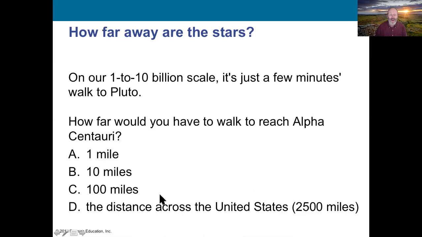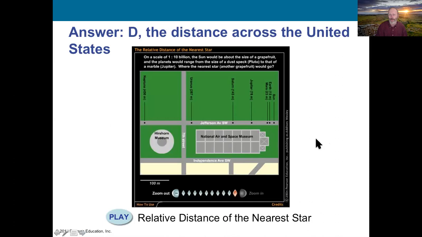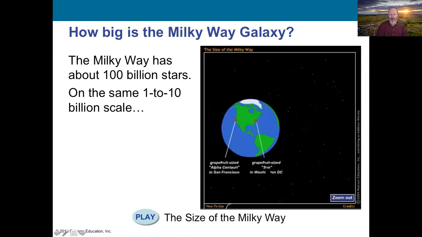Alpha Centauri is 4 light years away, a little bit further away than that. So if we're talking about the nearest star to us, it would be on the other side of the country from Washington, D.C. So there's a lot of empty space out in space. When we're talking about how large the Milky Way galaxy is compared to that, remember, we've got our sun grapefruit here in Washington, D.C. We've got our Alpha Centauri, other nearest star grapefruit over here in San Francisco. So there's a lot of empty space there in terms of what would be out there.